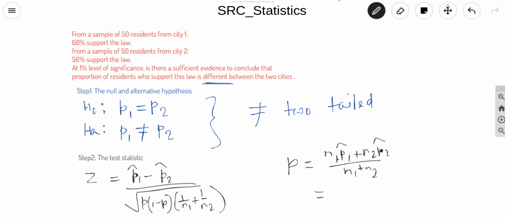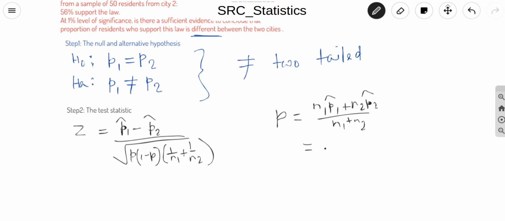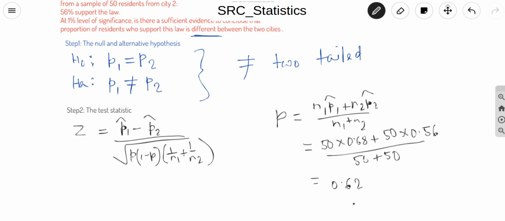We are given N1, hat P1, N2, hat P2. With the help of these we calculate the pooled proportion P. Substituting these values, N1 is 50, hat P1 is 0.68, N2 is again 50, hat P2 is 0.56, divided by 50 plus 50, we get P as 0.62.